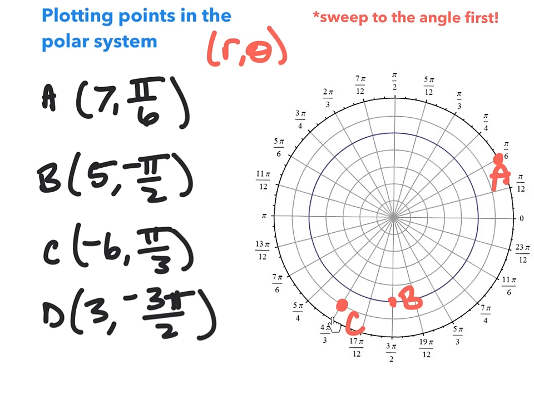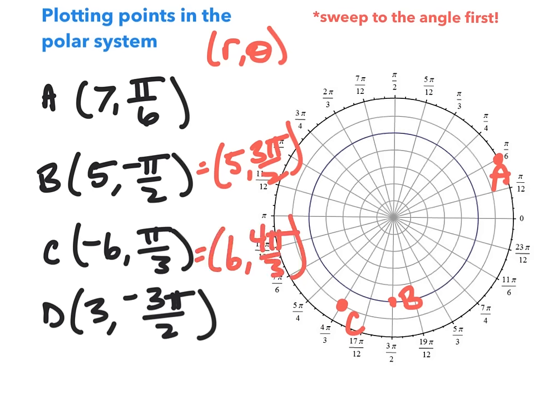Notice that points B and C we could have written differently. Whereas this was 5, negative pi over 2, we could have written that as 5, 3 pi over 2. Right? I mean, that's the angle 3 pi over 2, and we counted out positive 5. Or here, this is a positive 6 direction if we were on the angle 4 pi over 3. So the polar coordinate system is special in that there's not just one way to write each point. Unlike the rectangular coordinate system that you're used to, where every x, y is very unique.